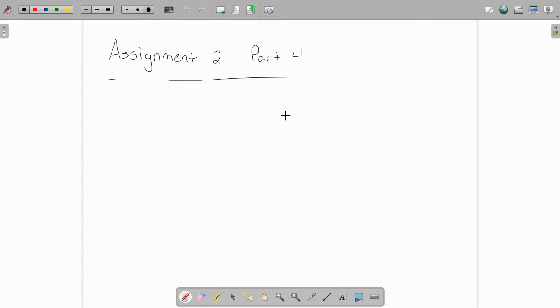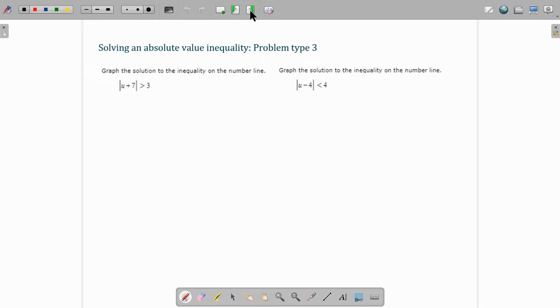Assignment 2, Part 4. Today we're going to look at some absolute value questions. Okay, so the first section is solving an absolute value inequality problem type 3. In these problems, they want you to graph the solution.